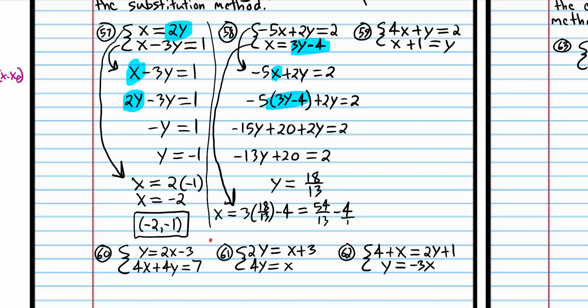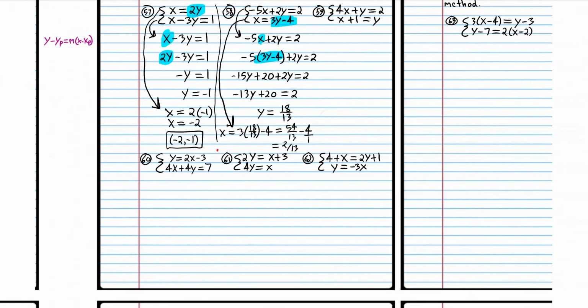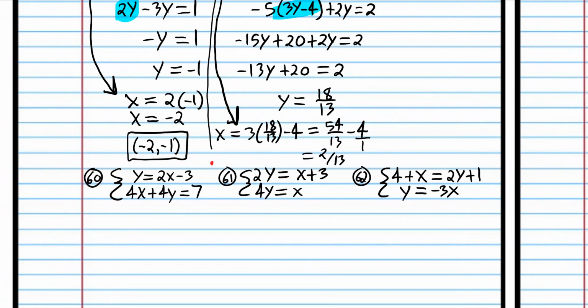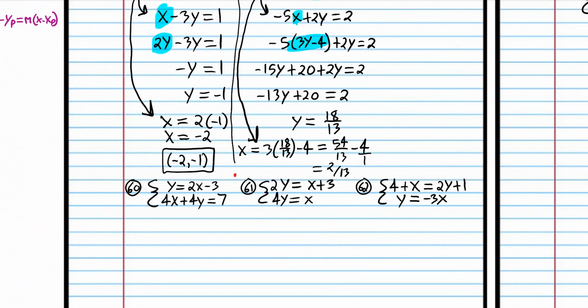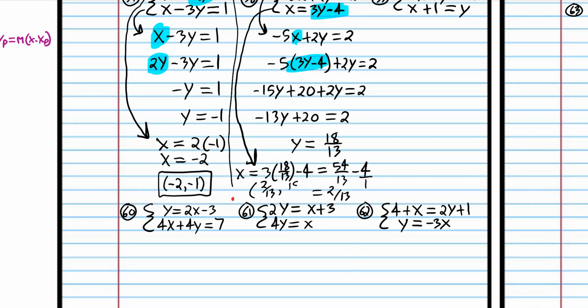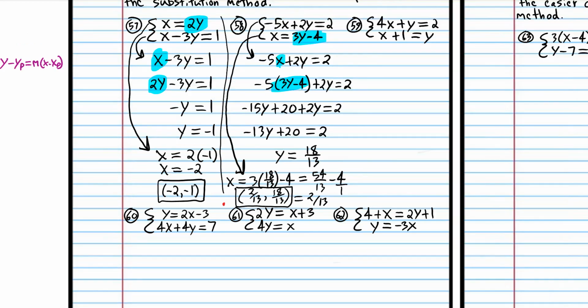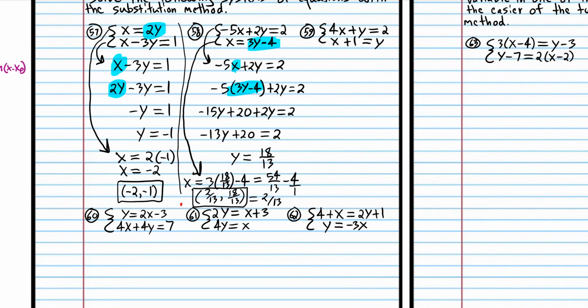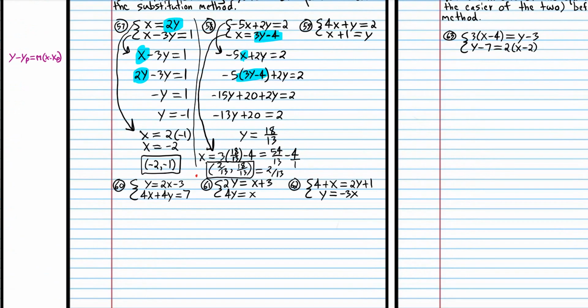And you can just write the 4 as 4 over 1, multiply both sides by 13. And you end up with 52 over 13. 54 over 13 minus 52 over 13 is 2 over 13. So we have 2 over 13. And so the final solution is 2 over 13. Sorry, this is so cramped in here. And 18 over 13. So I'll go back over that and make it a little neater if we have time.